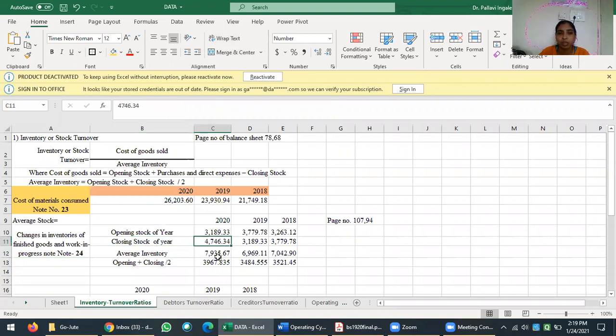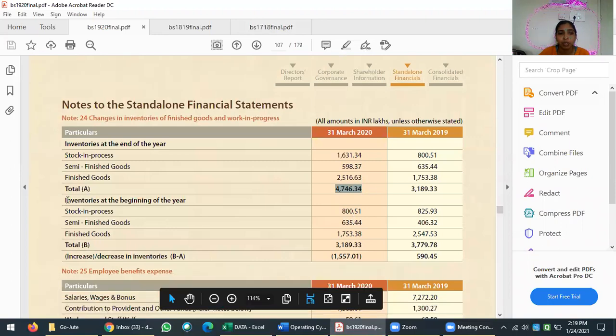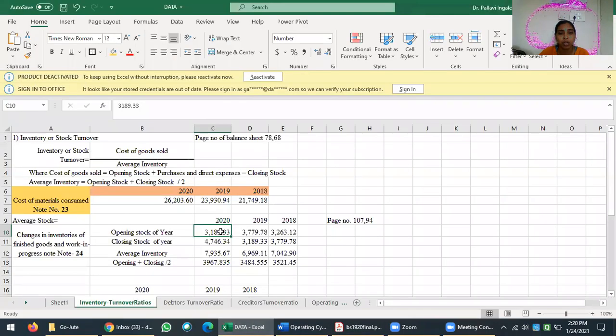Done. See, 4,746.34. The same amount I am copying here. So it is a closing stock. Opening, what is it then? See the balance sheet: inventory at the beginning of the year. How much is it given? 3,189.33. So I have copied the same here. Done. So now I got the opening and closing of 2020.